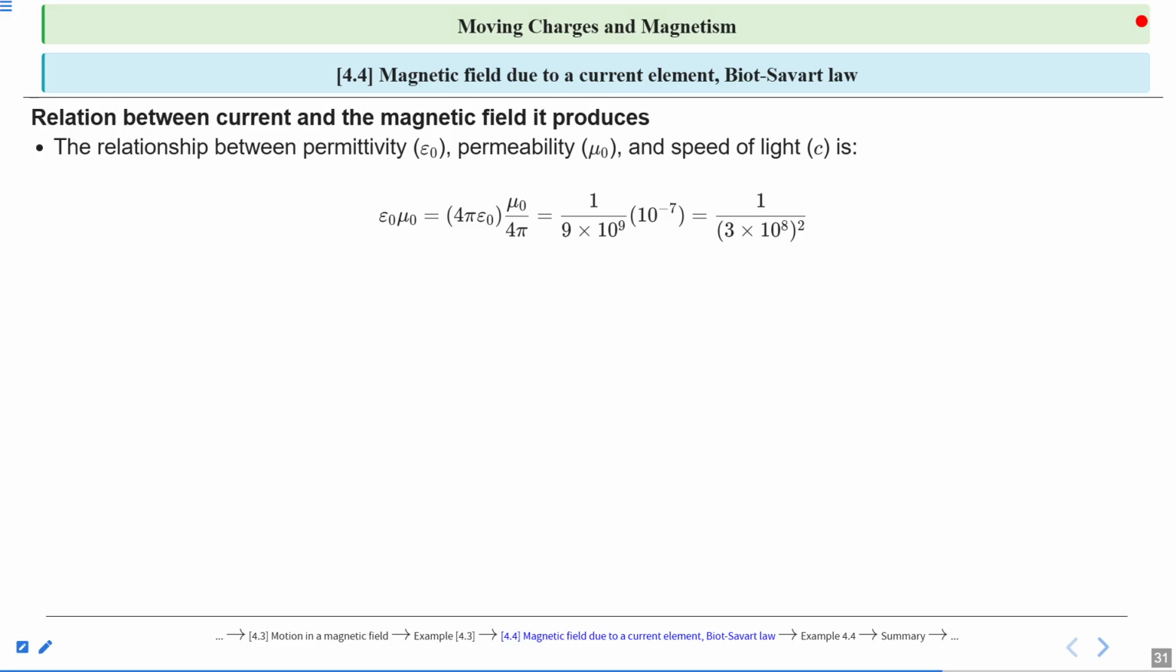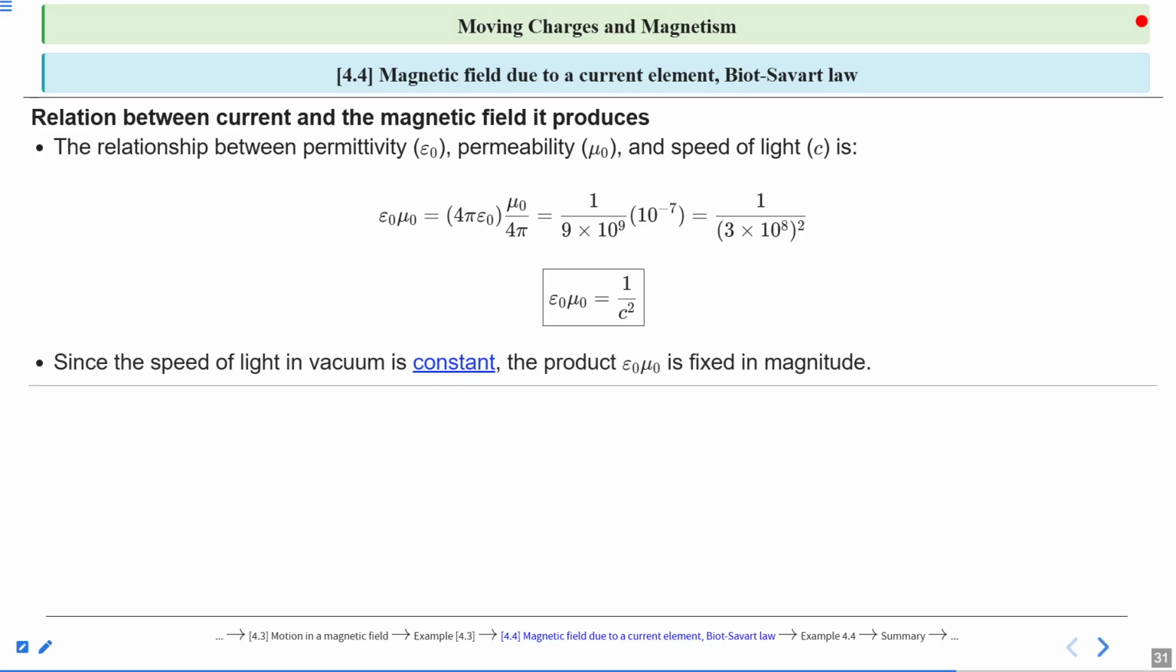The value of 1 by 4 pi epsilon naught is 9 into 10 raised power 9, so 9 into 10 raised power 9 will go in the denominator. And the value of mu naught by 4 pi is 10 raised power minus 7. After solving it, it will become 3 into 10 raised power 8, whole square. And what is 3 into 10 raised power 8? c, the speed of light. So we can say the product of epsilon naught and mu naught is equal to 1 by c square.